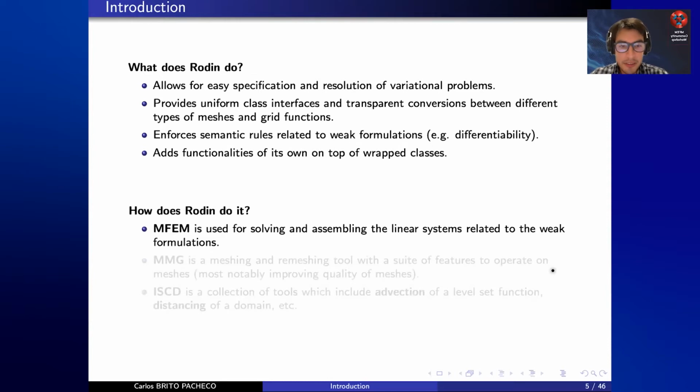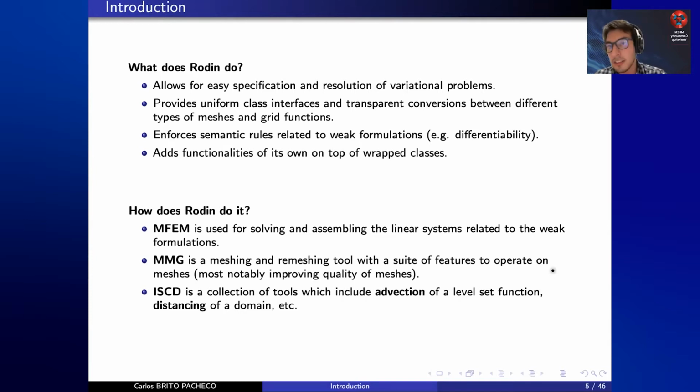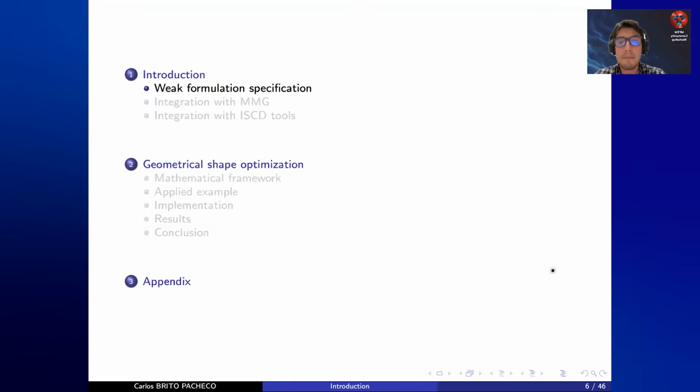So how does Rodin do it? MFEM is used for assembling and solving the linear systems related to the weak formulations. We will see how it does this. MMG is a meshing and remeshing tool with a suite of features to operate on meshes. And most notably, I use it to improve the quality of my meshes. And the ISCD tool suite is a collection of tools which include advection of a level set function, distancing of a domain, etc. If you're familiar with shape optimization, I'm pretty sure these concepts will be familiar to you.